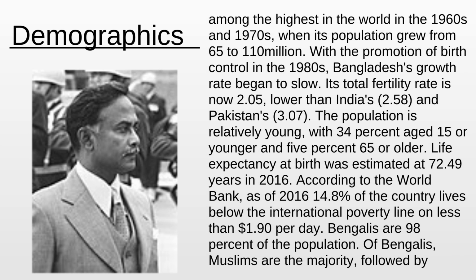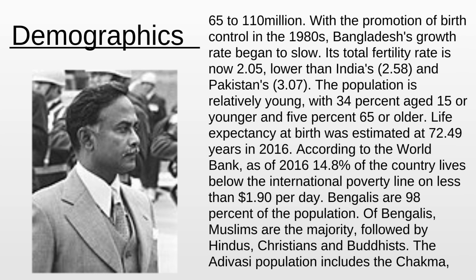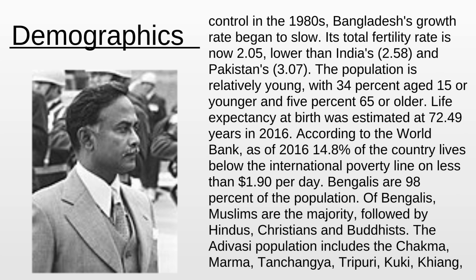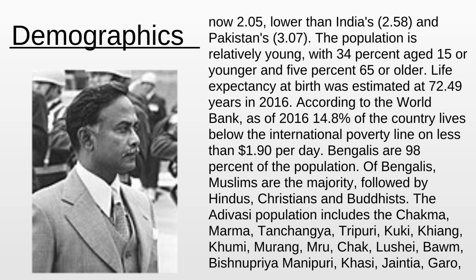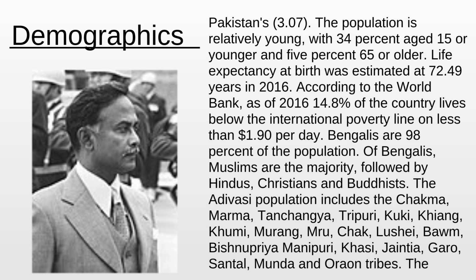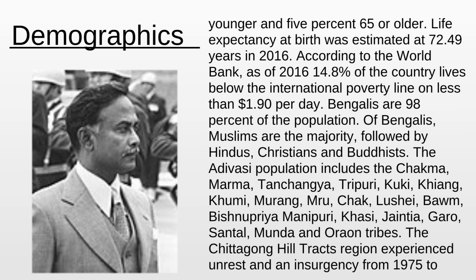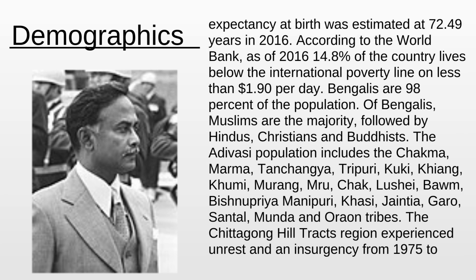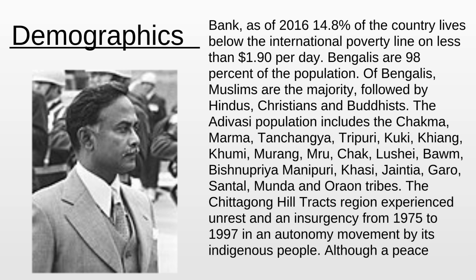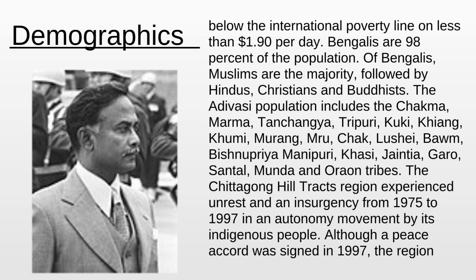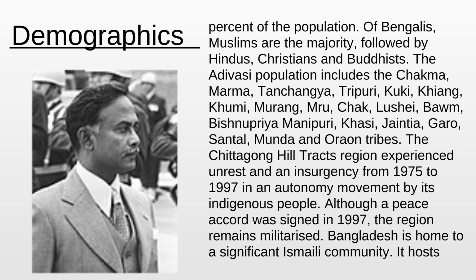The country's population growth rate was among the highest in the world in the 1960s and 1970s, when its population grew from 65 to 110 million. With the promotion of birth control in the 1980s, Bangladesh's growth rate began to slow. Its total fertility rate is now 2.05, lower than India's, 2.58, and Pakistan's, 3.07. The population is relatively young, with 34% aged 15 or younger and 5% 65 or older. Life expectancy at birth was estimated at 72.49 years in 2016.